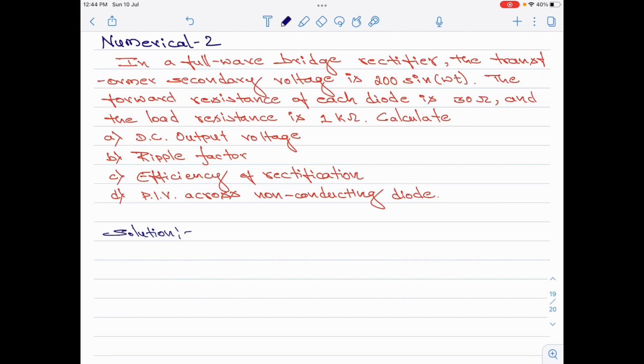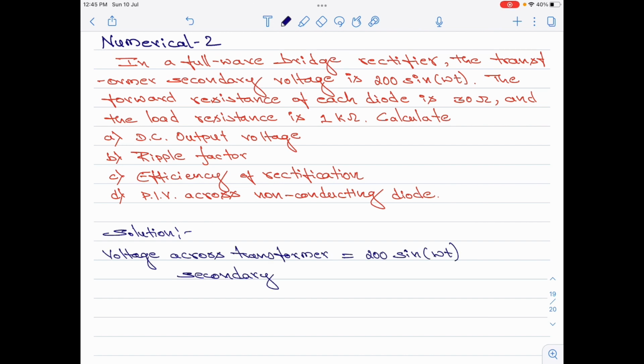As I said, the voltage across the transformer secondary is 200 sin omega t. This, please note, is in the form of Vm sin omega t, where Vm is the maximum voltage across the transformer secondary. So with that, we established that the maximum secondary transformer voltage is 200 volt. Further, we are also given that the load resistance RL is 1 kilo ohm and the diode forward resistance is 30 ohm.